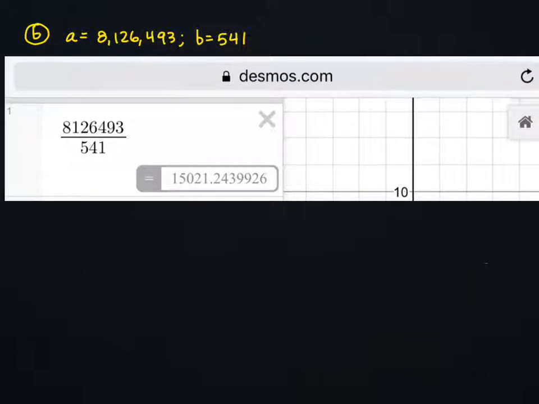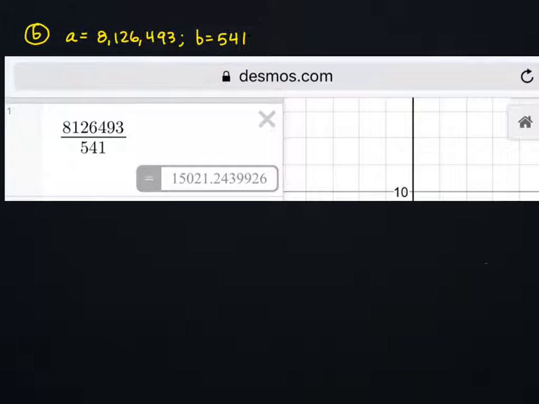Here, a is equal to 8,126,493 and b is 541. So this one is very large, so I used a calculator. If you look, this is a screenshot from Desmos.com. This is a very useful website. It's got graphing and utility features, and it's a very nice, quick calculator to pull up. I would highly suggest using it for any of your math coursework, and I'll be using it several times throughout this class, so I wanted to mention it to you as an additional resource.